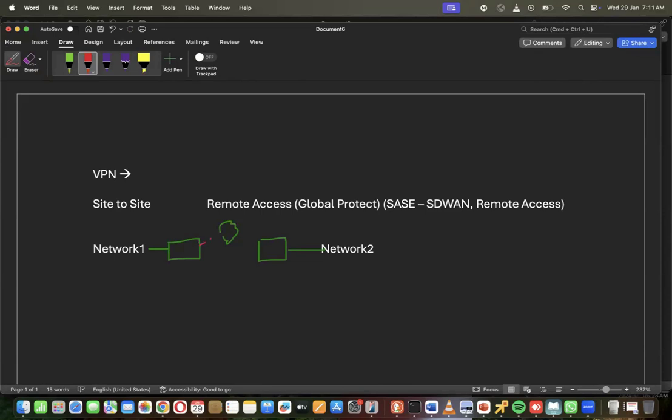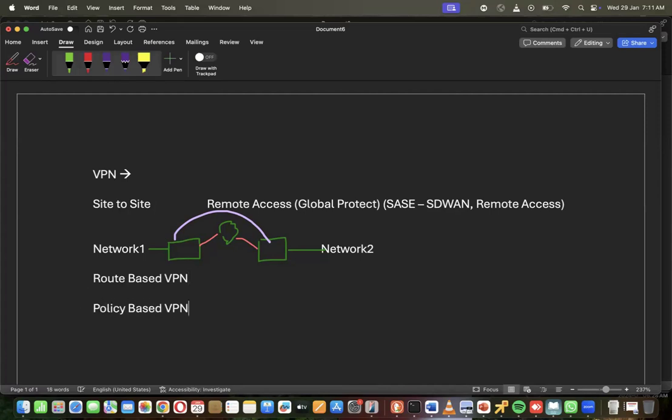And via the internet, both the gateways are connected. Then using this internet, you establish a secure tunnel between these two, which is what we call a VPN. Now, again, the site-to-site VPN is majorly classified into two. One is called a route-based VPN. The other one is called a policy-based VPN.